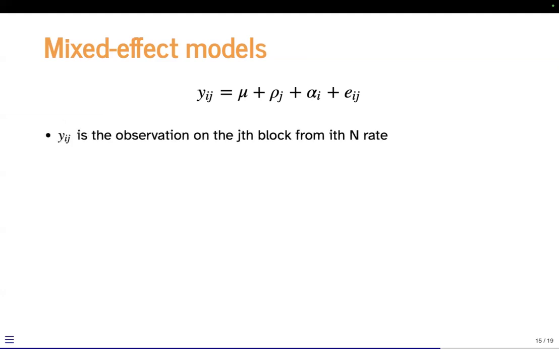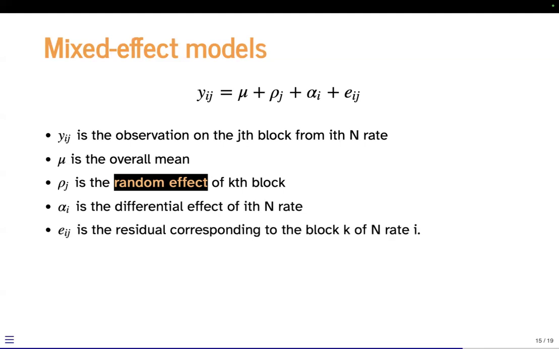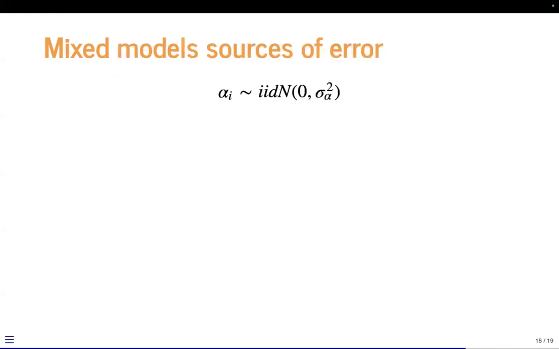So we still have Yij as our observation. In this case, we can think of yield as the observation. We still have an overall mean. And in this case, I'm treating rho j as the random effect of block. So now I'm treating block as a random effect, as compared to treating it as a fixed effect before. Alpha i is still the effect of nitrogen rate. And then Eij is the residual that we have after all the terms have been taken into account.